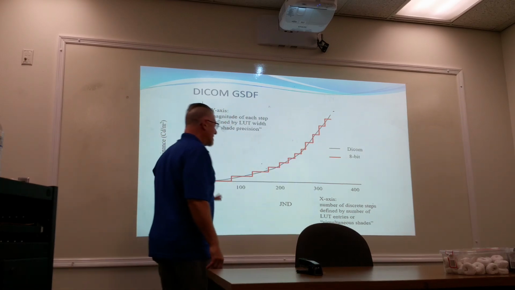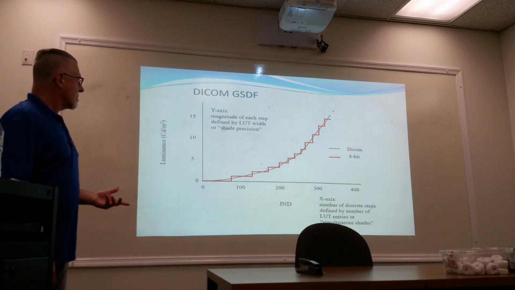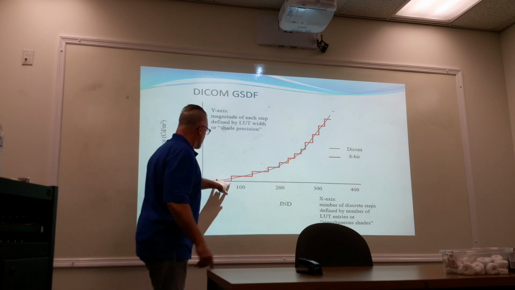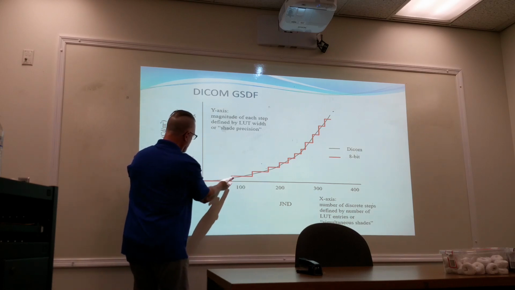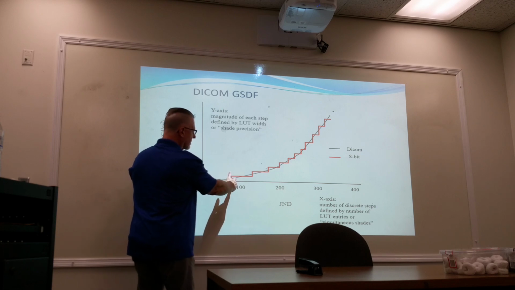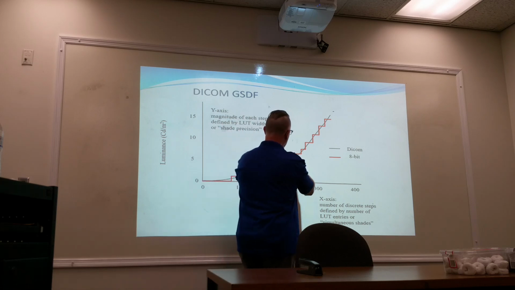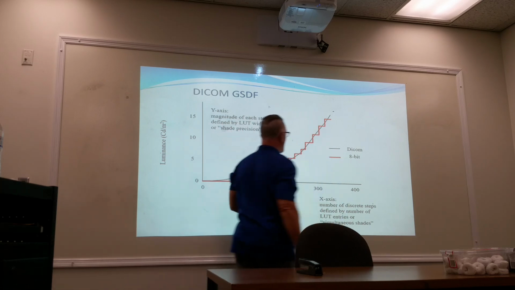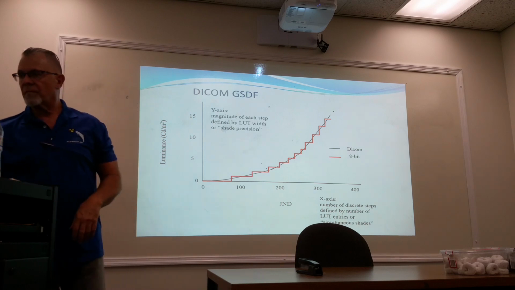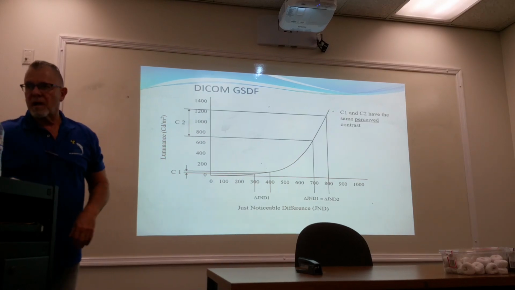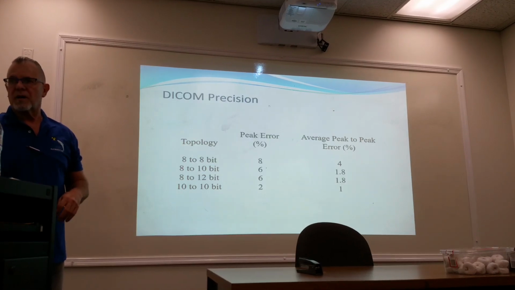An 8-bit display, which is 2 to the 8th, would have these types of different steps. So this amount of luminance difference would take up this amount of just noticeable differences. You notice how the just noticeable differences get less and less. DICOM precision, we've got all of this.